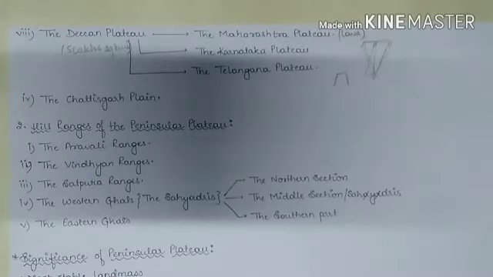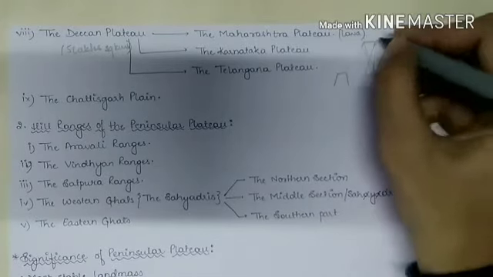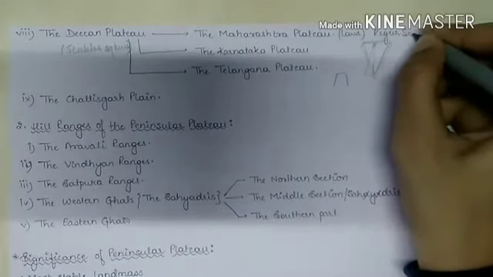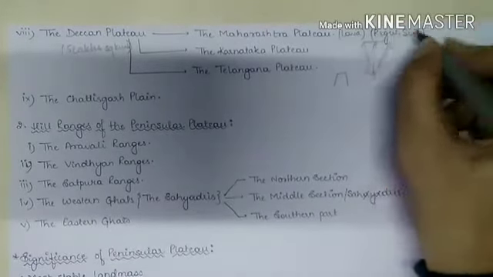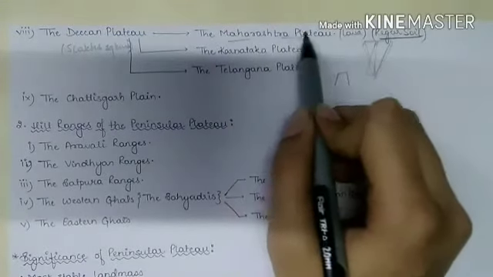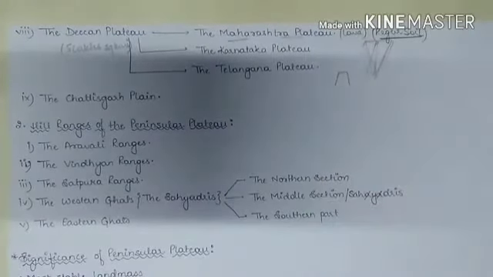Then we have the Ajanta ranges, which lie to the south of the Tapi River. The entire area has black soil, also known as Regur soil, which is very good for the growth of cotton, and that is why Maharashtrian cotton is internationally famous and is exported in huge amounts.